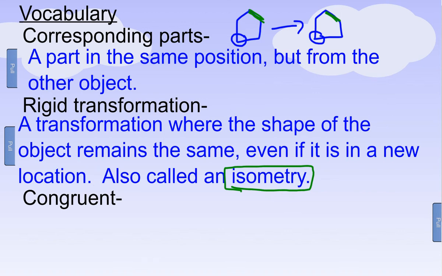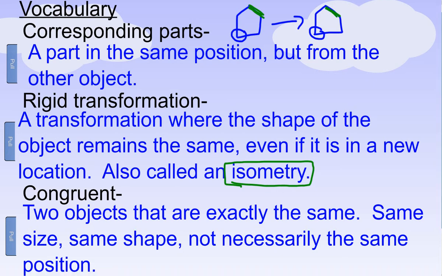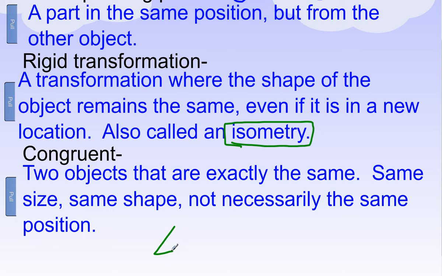Now, you heard me use the word congruent a second ago, talking about rigid transformations having congruent angles and congruent sides. Well, the word congruent means two objects that are exactly the same. Same size, same shape, but they don't necessarily have to be in the exact same position. So two angles, if they're both 30 degrees, would be congruent. That 30-degree angle is congruent to that 30-degree angle. They're the same measure, same shape, even though they're not in the same position.